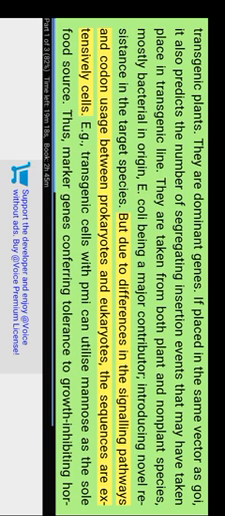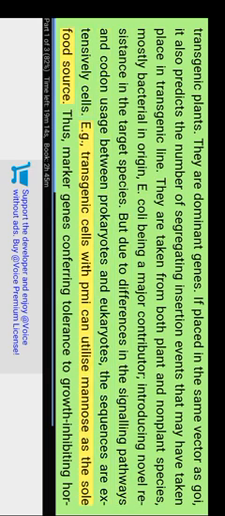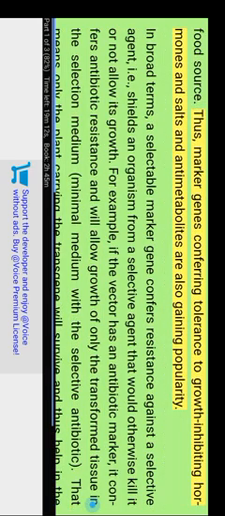But due to differences in the signaling pathways and codon usage between prokaryotes and eukaryotes, the sequences are extensively modified. E.g., transgenic cells with PMI can utilize mannose as a sole food source. Thus, marker genes conferring tolerance to growth-inhibiting hormones, salts and antimetabolites are also gaining popularity.